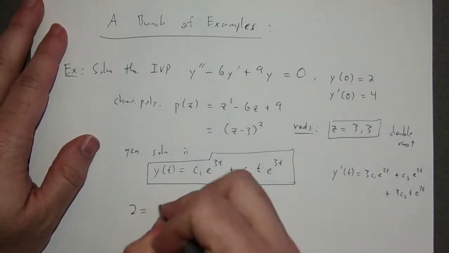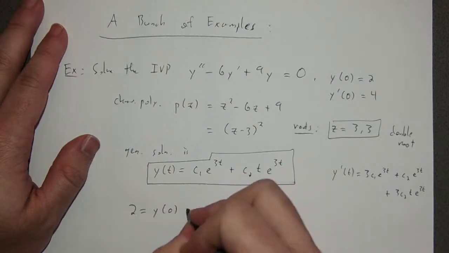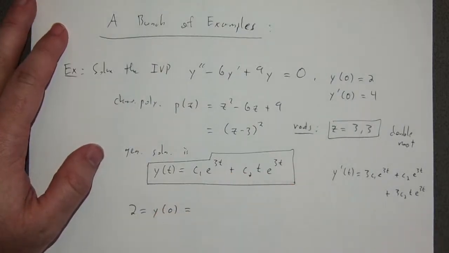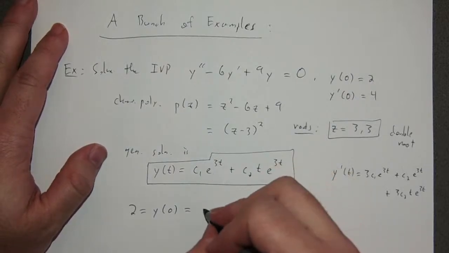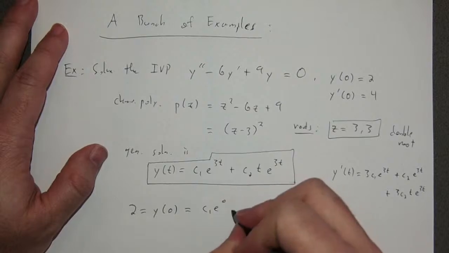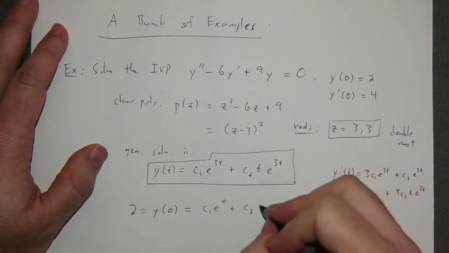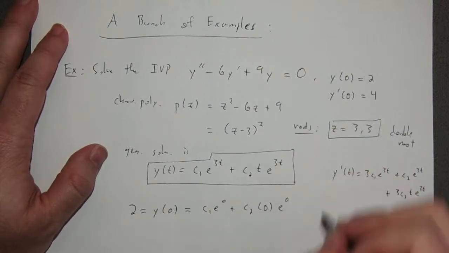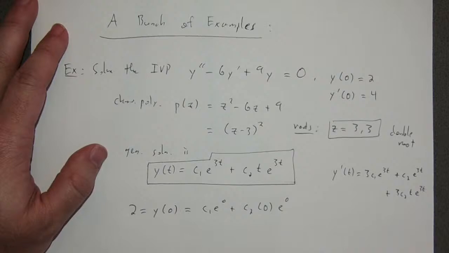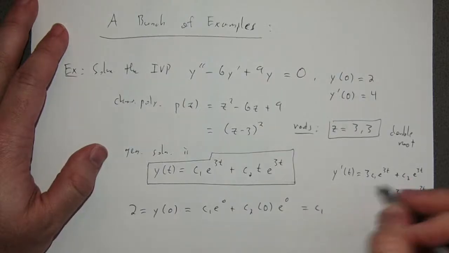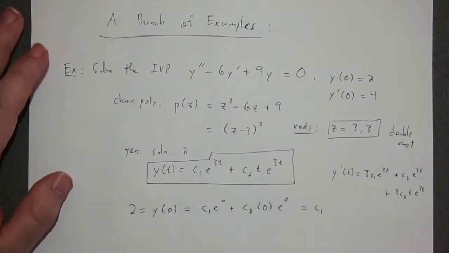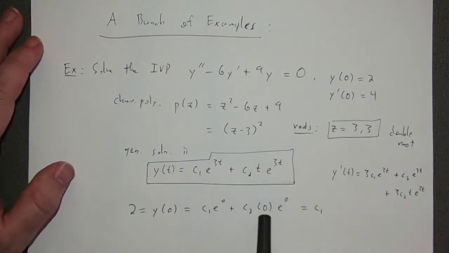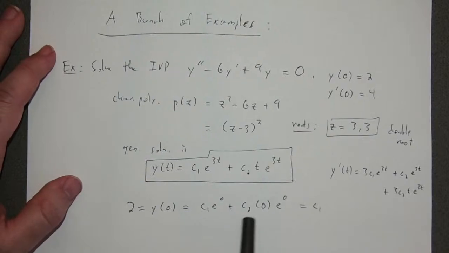So 2 is equal to y of 0. Y of 0 here is going to be c1 times e to the 0 plus c2 times 0 times e to the 0. So actually, here I just get c1. Well, that's easy enough. What about the second equation, right? This first equation is not going to be able to tell me anything about c2 because c2 is multiplying 0 here.